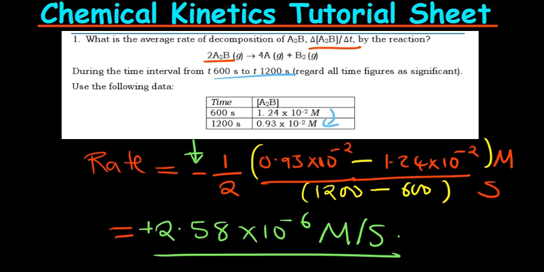If we were focusing on the rate of formation of A and B, we could have used a positive instead, because we know that the final, in terms of the products, is higher than the initial. Why is it that for the reactants the final is less than the initial? It's because as the reaction progresses, as we saw from 600 seconds to 1200 seconds, that was a reduction. There was a reduction because reactants react and so they reduce in amounts.